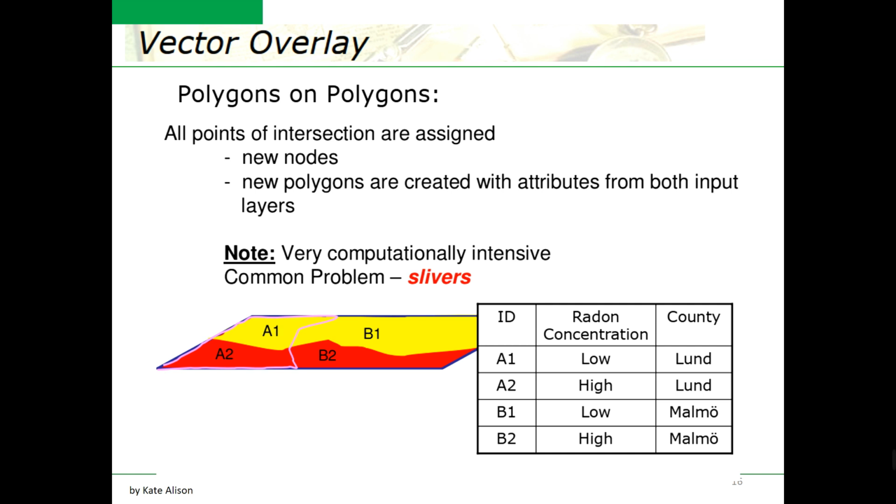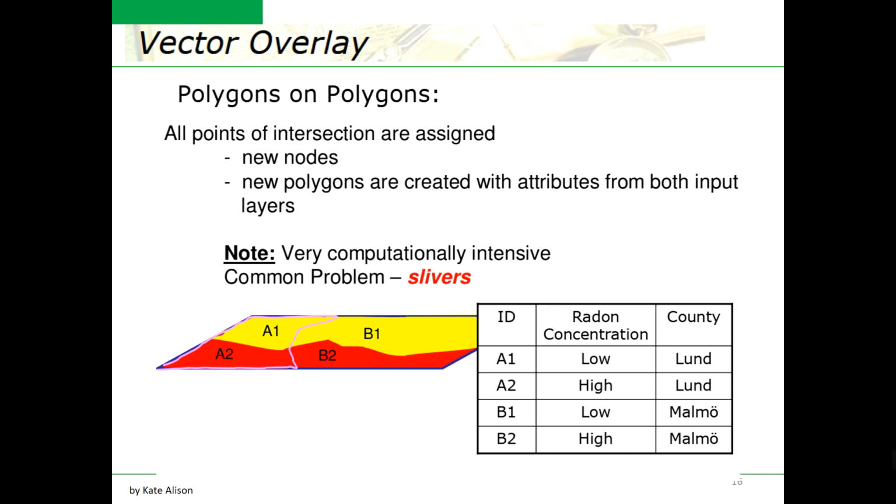Something to note is that this kind of operation, polygons on polygons, could be computationally very intensive. In our example, this is not really the case because we're just dealing with 4 polygons. But when you have a lot of polygons, for example, if you would like to overlay crop fields from within 2 counties, then this operation could be computationally intensive and take some time.